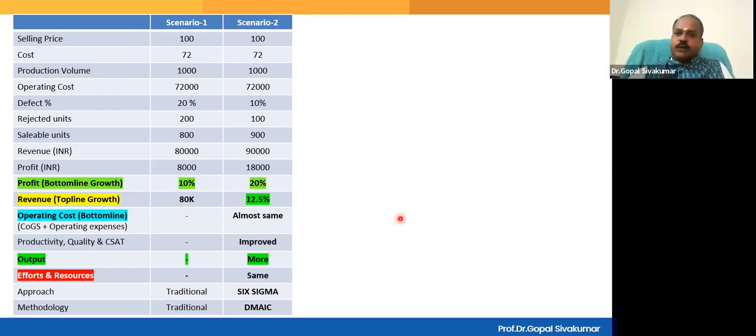All right. So such projects are called DMAIC projects. Define, measure, analyze, improve, control. We'll always run the project stage by stage. The first stage is define, then measure, then analyze, then improve, then control, and you will be mastering it.